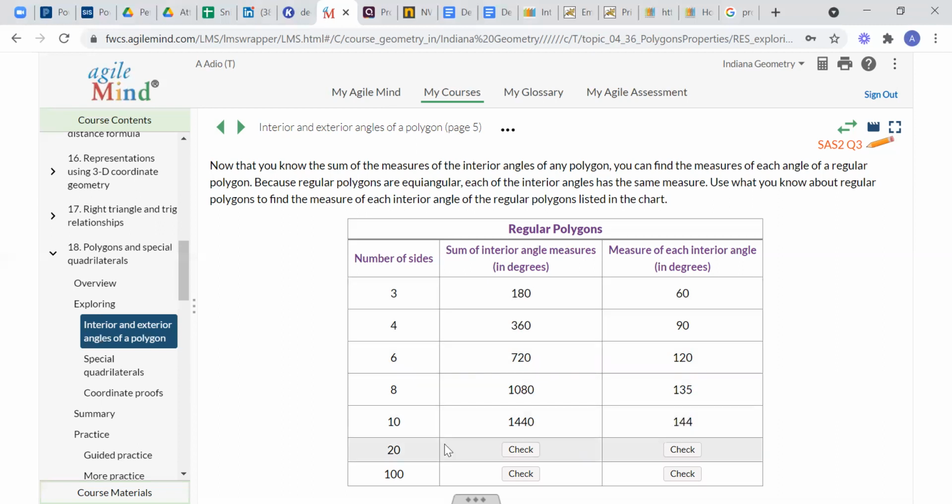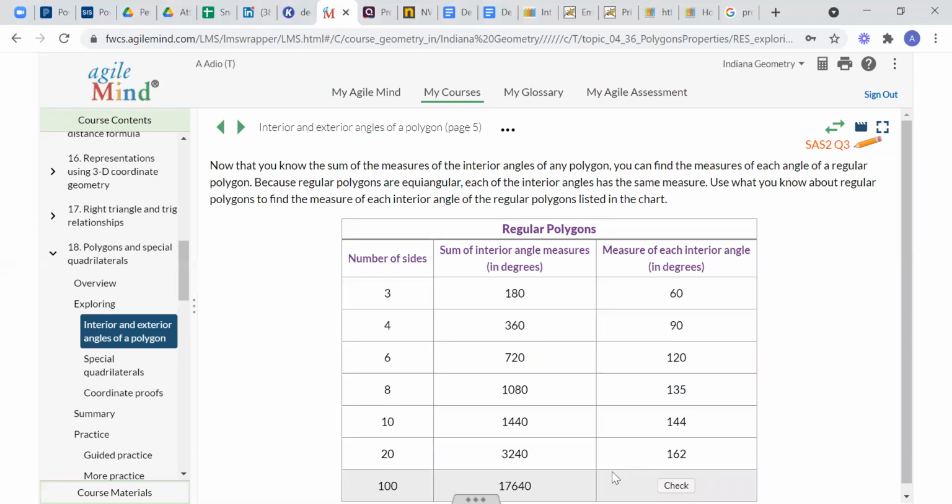So when n is 10, the sum of interior angles is 1440, and each interior angle is 144. If we have a 20-sided polygon, the sum of interior angles is going to be 18 times 180. Then each interior angle is going to be 3240 divided by 20, which gives you 162. And if it's 100 sides, it's going to be 100 minus 2, 98 times 180, which is 17,460. 17,460 divided by 100 is going to be a decimal number, 176.4.